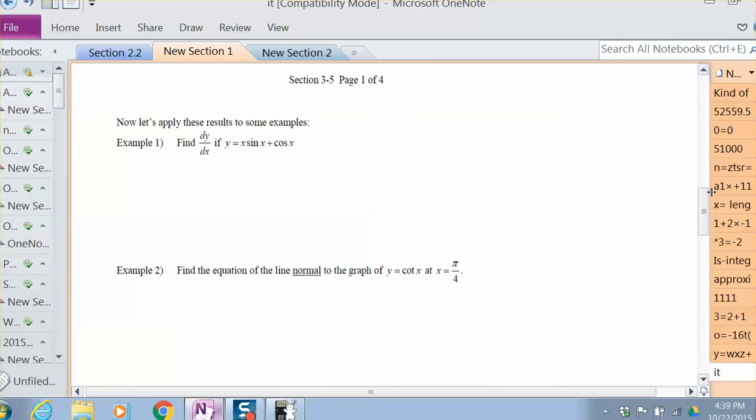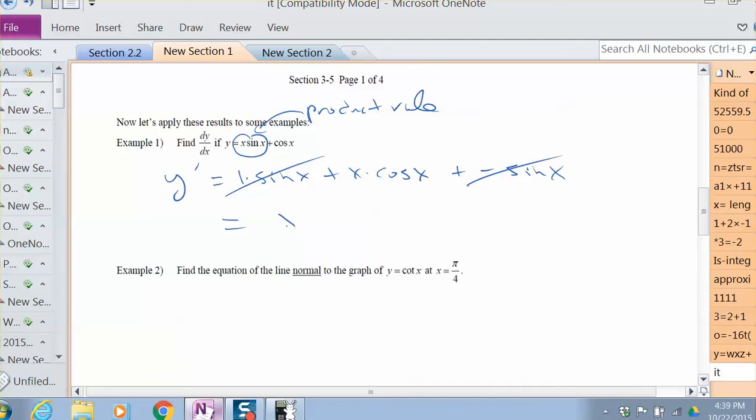Okay, let's look at the next page. Example 1. Find dy/dx if y equals x sine x plus cosine x. Clearly, we're going to have to use product rule here. So y prime, or dy/dx, up to you, is going to be 1 times sine x plus x times cosine x, because remember that was the derivative of sine. And of course, the derivative of cosine is negative sine x. Well, those are just going to cancel, leaving just x times cosine x. That's pretty simple.